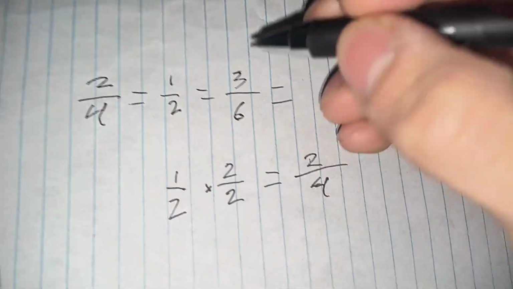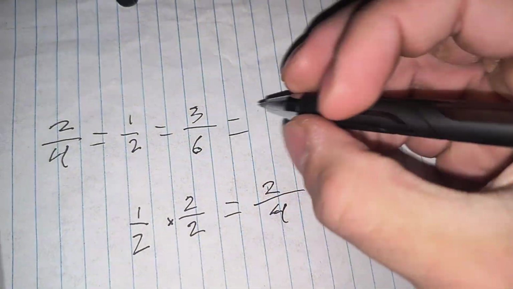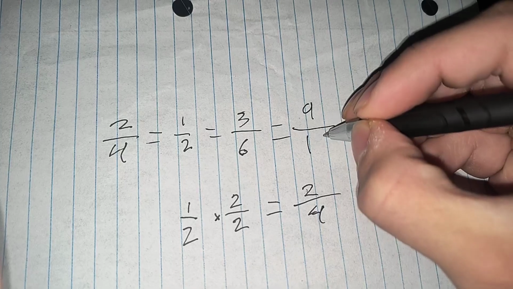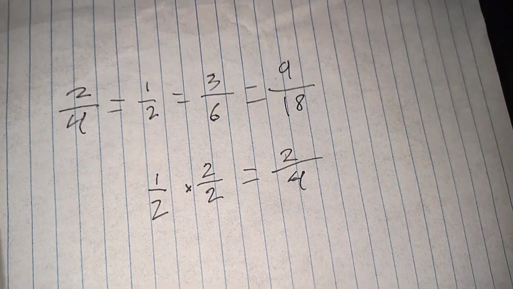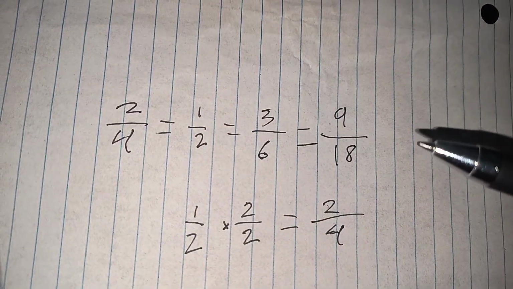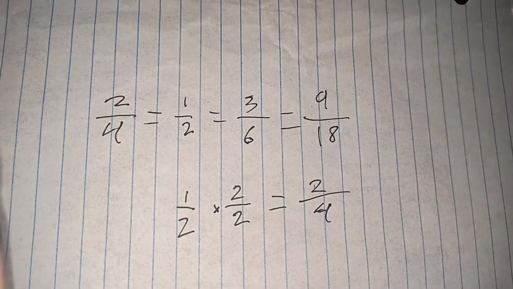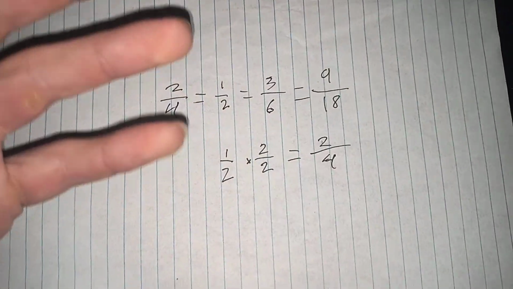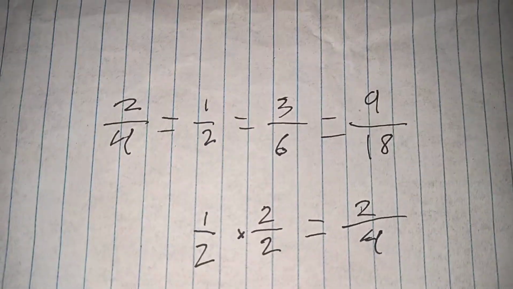As in, if I multiply 3 and 6 both by 3, 3 times 3 is 9, and 6 times 3 is 18. 18 divided by 9 is 2, and 9 divided by 18 is 0.5. So, whenever you multiply both the numerator and the denominator of a fraction by the same number, you're going to get a fraction equivalent to the original.